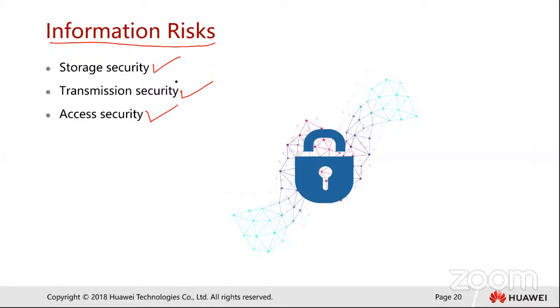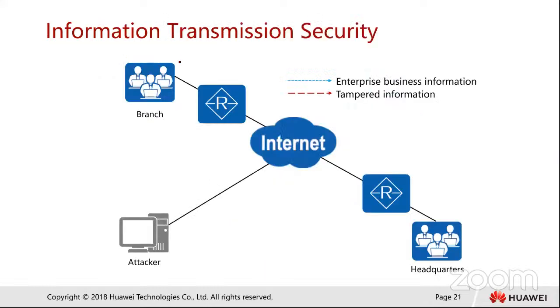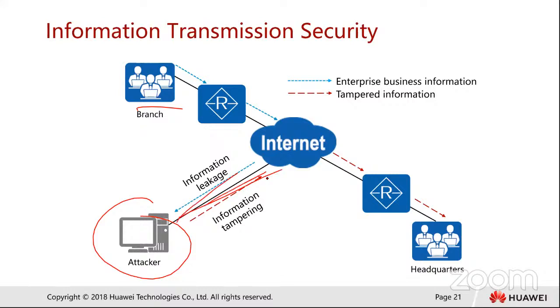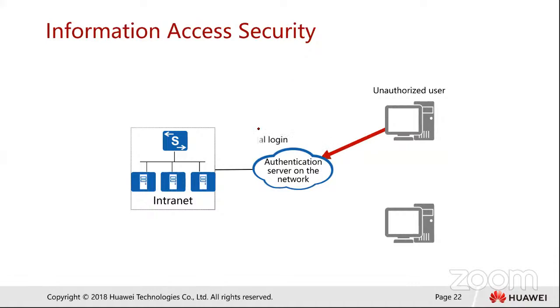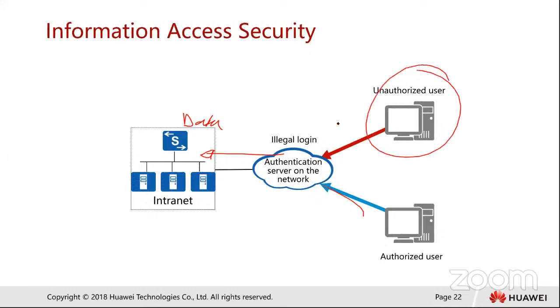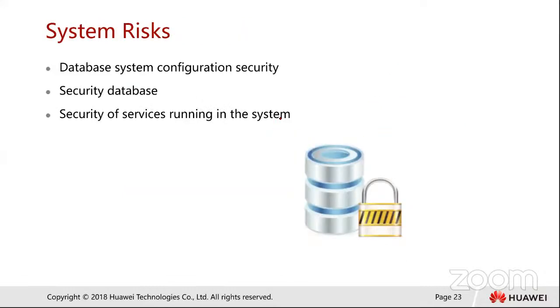You're welcome. And also, how is the information going to be accessed? Now, look at information transmission. Let's say you want to transmit it from the branch all the way to the headquarters. An attacker here can intercept it using the internet, tamper with your information, and information can leak to them. So this is a risk as far as information transmission is concerned. And also maybe someone getting illegal access to our data center and getting our information. We have our authorized user, and there's this hacker here who is accessing our information without permission.